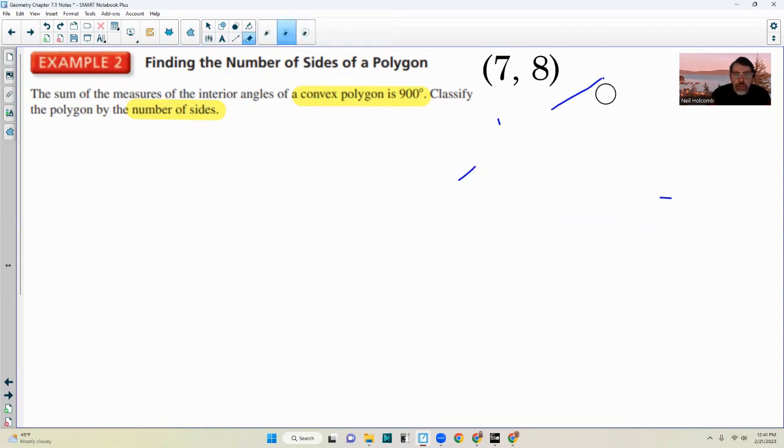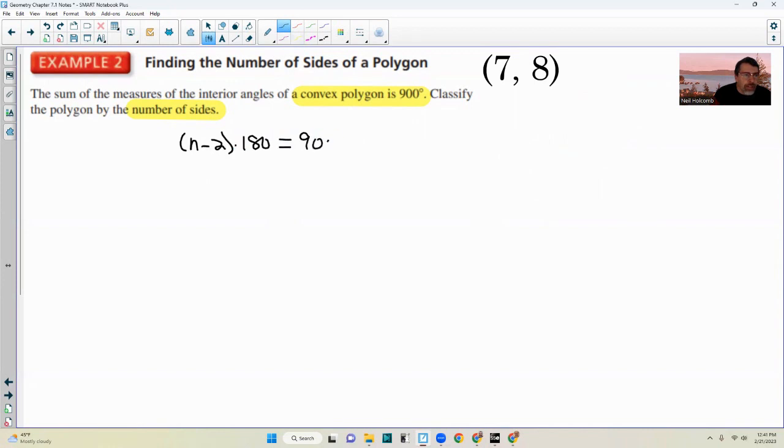Okay, so now that we know what convex means, we have a polygon, a many-sided figure that's convex, with 900 degrees total interior angles. How many sides does it have? That's what this question's asking. So you do n minus 2 times 180 equals 900 degrees. Okay, so you write the formula, you substitute the givens, and you simplify and solve.